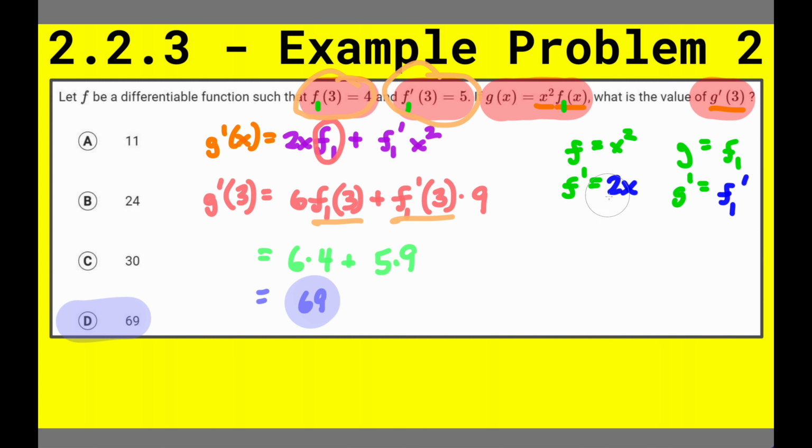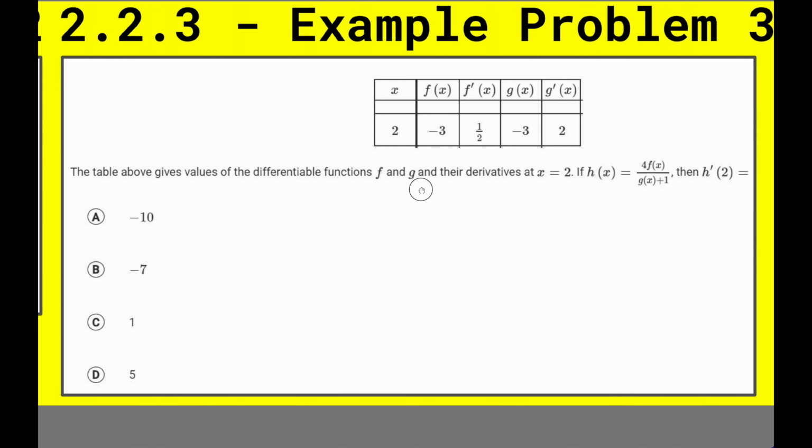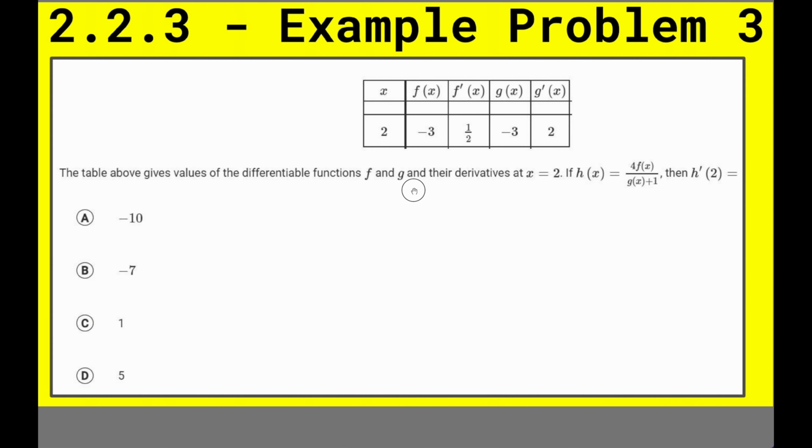G prime of 3. Okay, not as straightforward as the other one, because we have this f sub 1 function that we have in there, and it's getting a little confusing. Things are getting a little crazy with the formula, but if you follow the formula, you should be able to get that answer. And let's look at this last example right here.